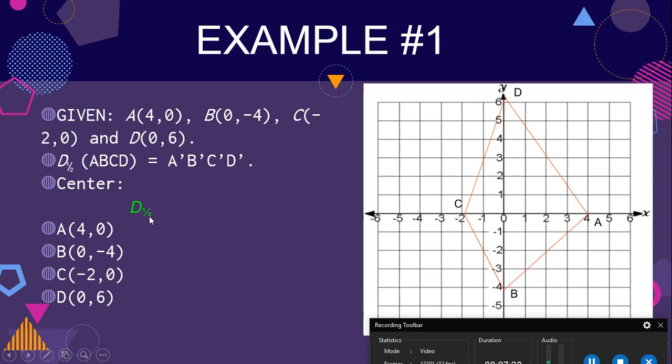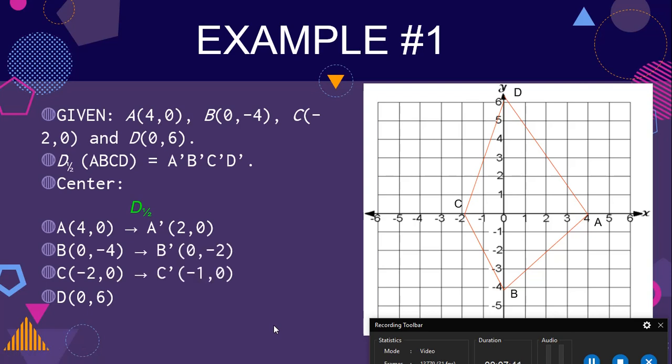We're going to go ahead and apply our rule. We're multiplying 4 by 1/2 and then 0 by 1/2. So A prime is located at (2, 0). I'm going to do this with B, C, and D. And now that we know where the prime locations are, we're going to go ahead and graph our new quadrilateral and label all of our vertices.